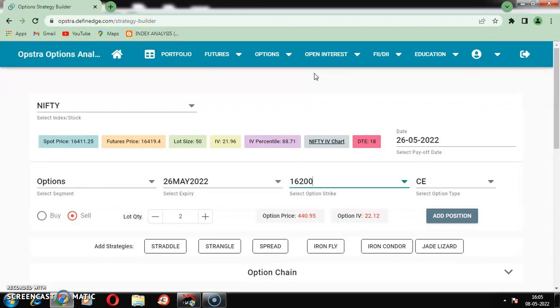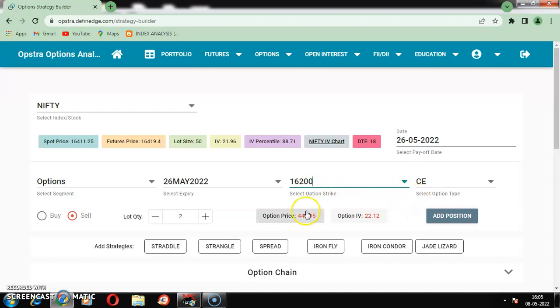You have to maintain a distance of 200 points. Below by 200 points would be in the money, and above by 200 points would be out of the money. But at the money is 16,400, so from 16,400 you deduct the 200 points. It comes to 16,200, which is the in-the-money call.